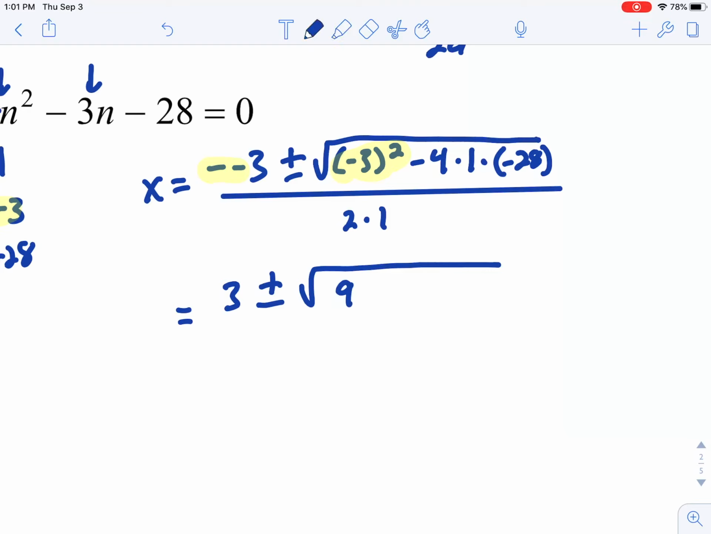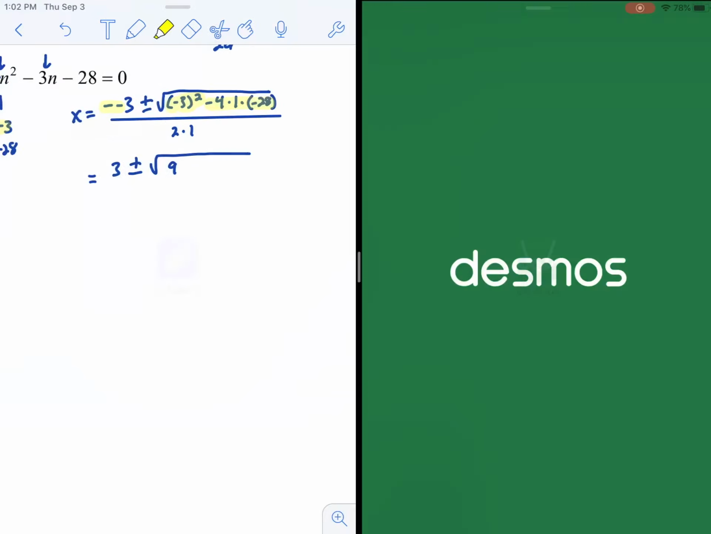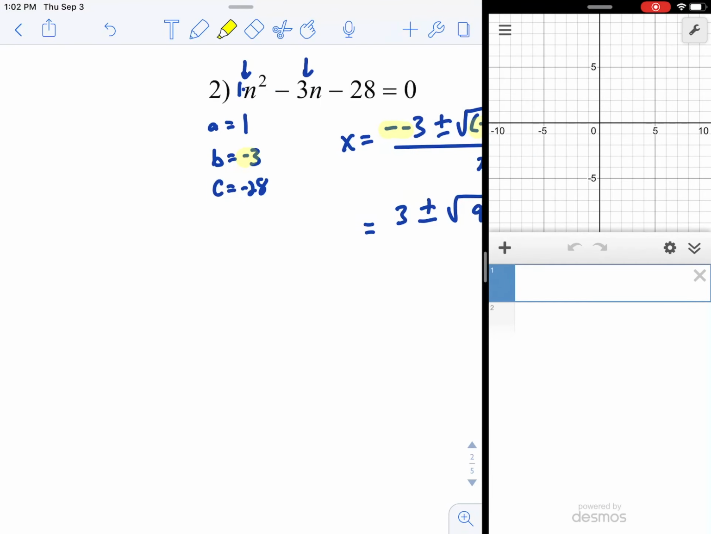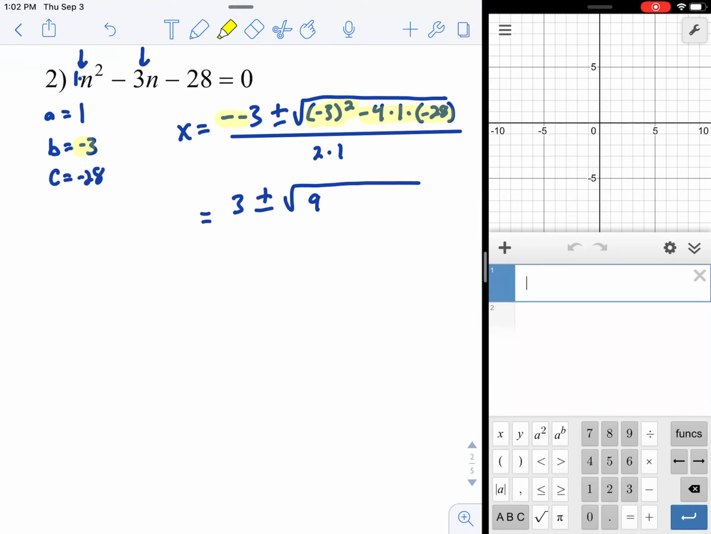Let's see, minus 4 times 1 times 28. I need to work this out. And you know what I'm going to do? I'm going to pull up a calculator just to make life a little simpler. Maybe you should expect me to be able to do this in my head, and maybe you're right, but I am going to use a calculator.